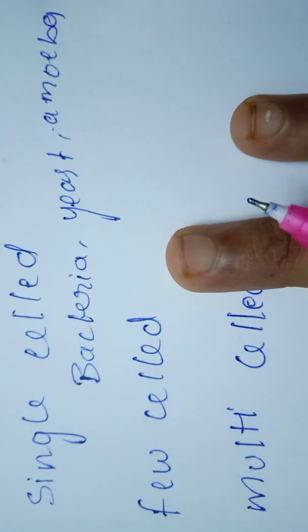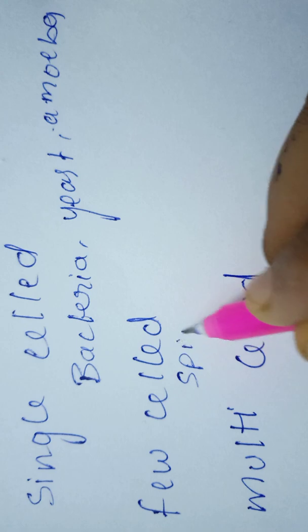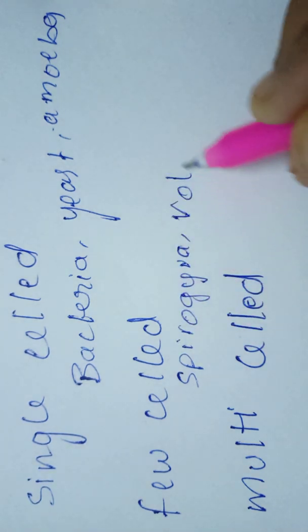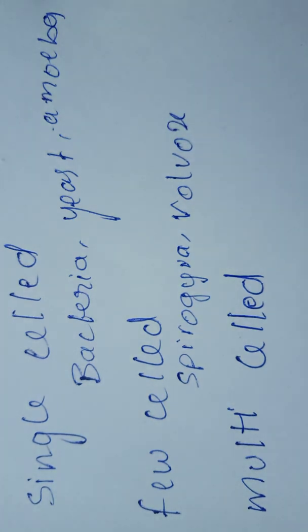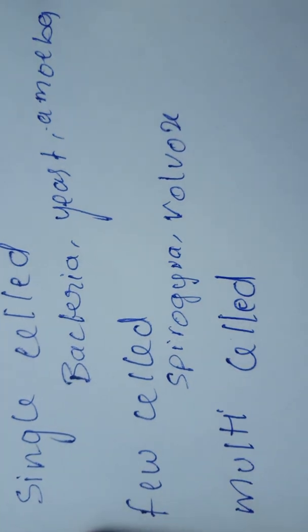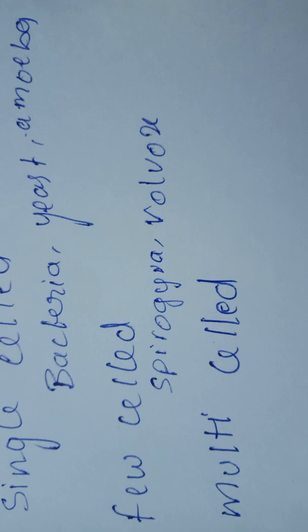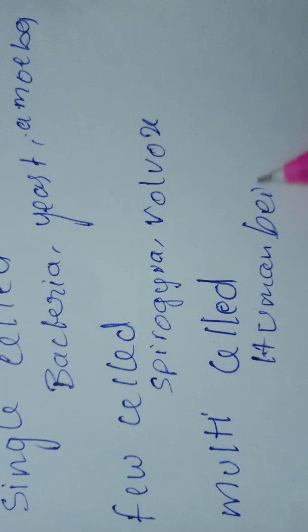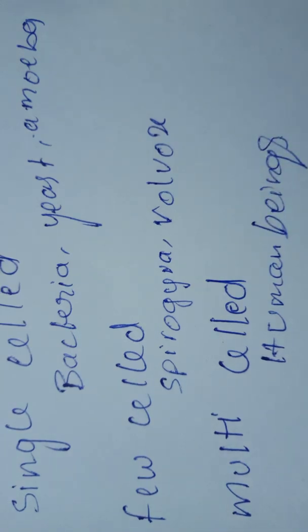Few celled means they will have only a few number of cells, like Spirogyra and Volvox. These are the two organisms with few cells only. Multi-celled organisms means you can take any example like plants, human beings, trees, etc. The common example I will give is human beings. They are multi-celled, a number of cells are there.